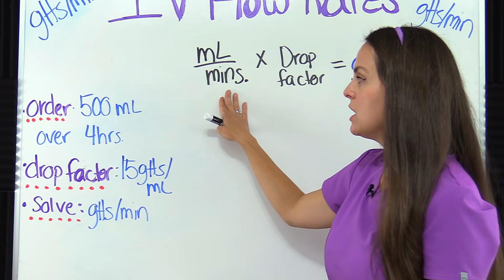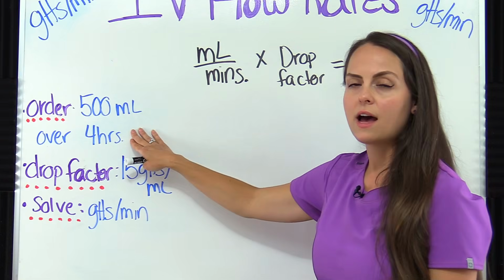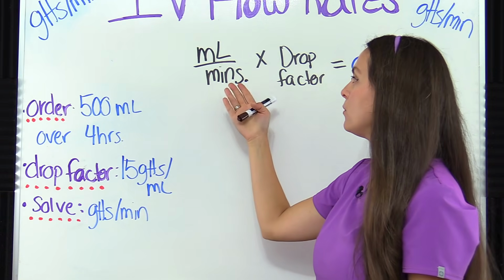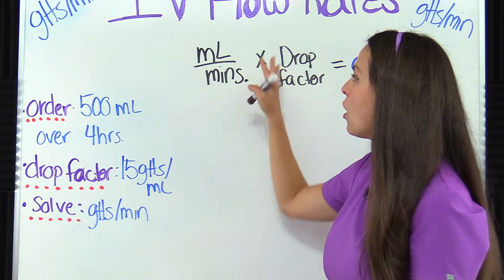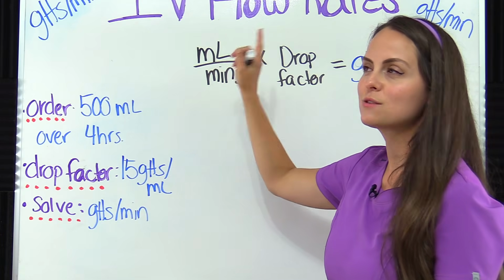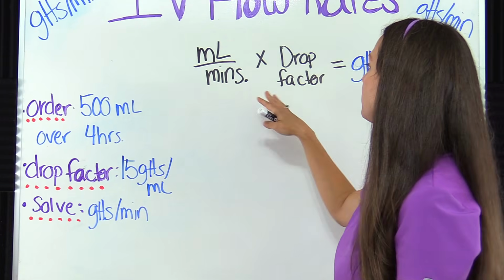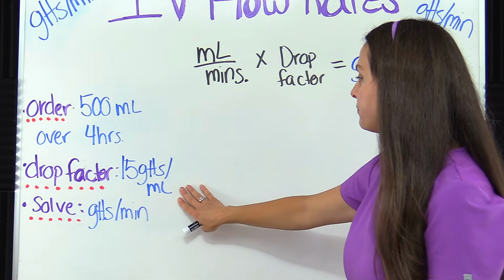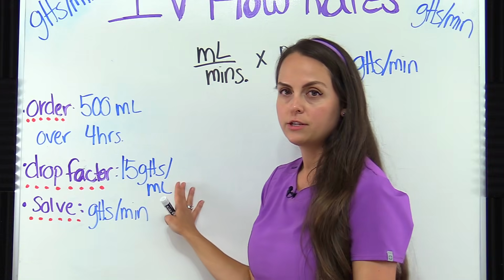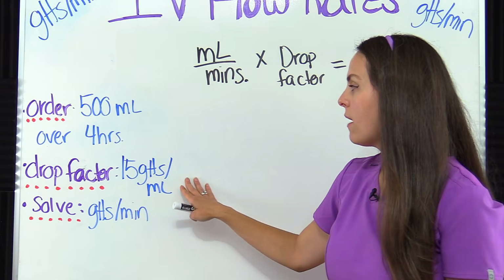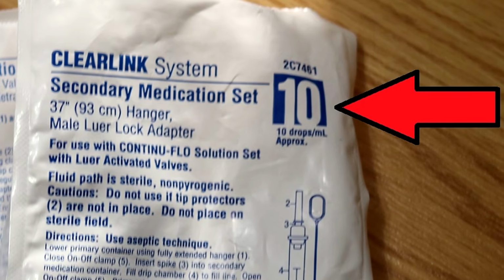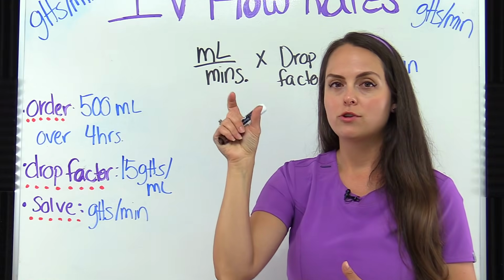But the time isn't in hours. Notice it's in minutes. A lot of problems give you the time in hours, so you have to multiply that by 60 in order to get your amount of minutes. So always remember to convert before you plug in. That's one place that some students mess up on. Then you're going to multiply that by the drop factor. And the drop factor will be supplied to you in your problem. In practice, you find the drop factor on your IV tubing. So look at your IV tubing, it'll tell you what the drop factor is.